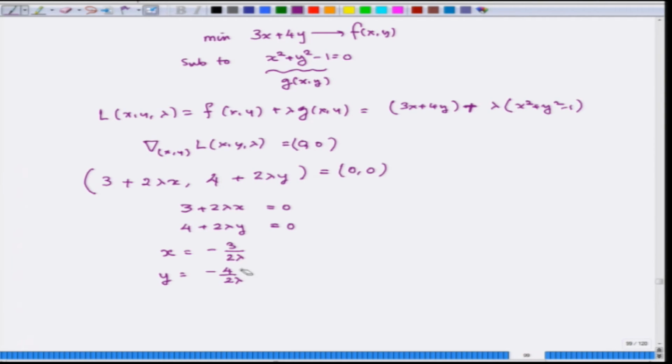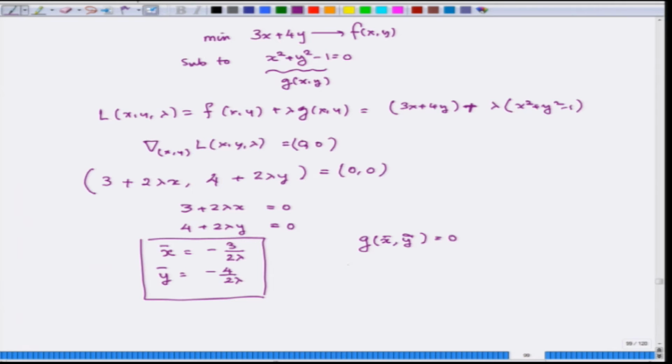Now, I have to get rid of this lambda. If this is my x bar and y bar, I have solved this and this is my required x bar and y bar, but this lambda is something undetermined. So, I use the fact that g of x bar, y bar is equal to 0. If this was truly a minimizer, then it should satisfy this basic constraint.